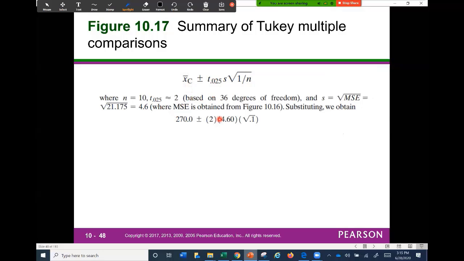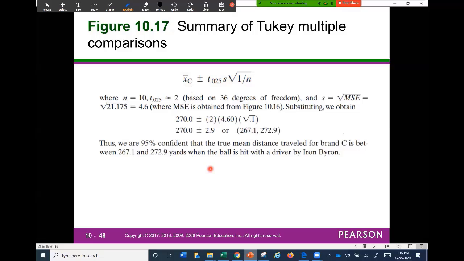And we also round the critical value. And this is the standard deviation. And we have 1 over the square root of 10, which is 0.32. And when we compute all of this, we conclude that the distance traveled for brand C is at least 267 and no greater than 272. It is any value between these values. It's not far away from this value. Actually, we can use 270 to estimate this distance. And that's it.